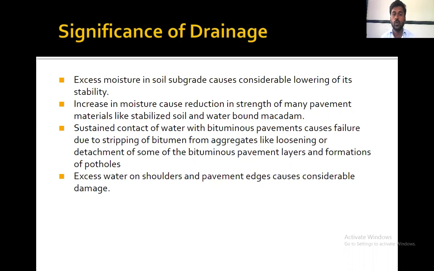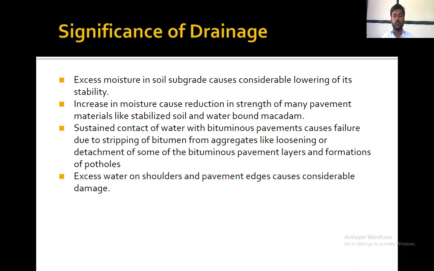An increase in moisture causes a reduction in the strength of many pavement materials, like stabilized soil and water-bound material. Because if we increase the water content above the optimum moisture content, what will happen? While laying the layers, we compacted up to the optimum moisture content to achieve the maximum dry density. If water enters that layer, the water content will go on increasing, and ultimately it will affect the strength of that particular layer.